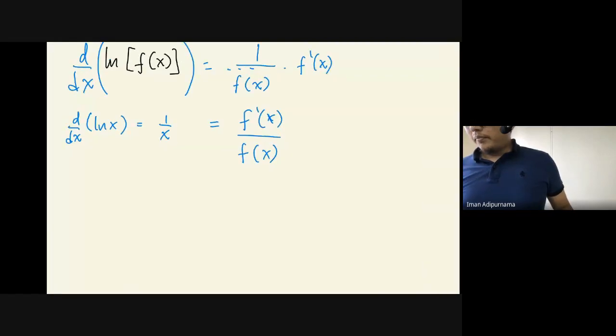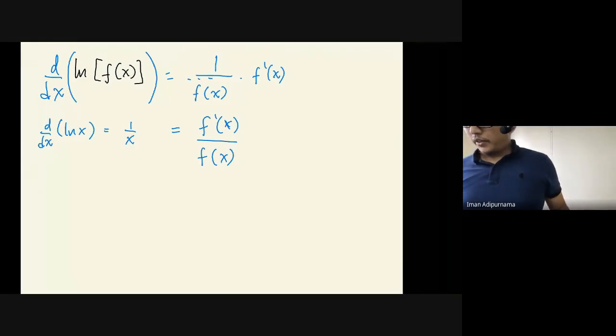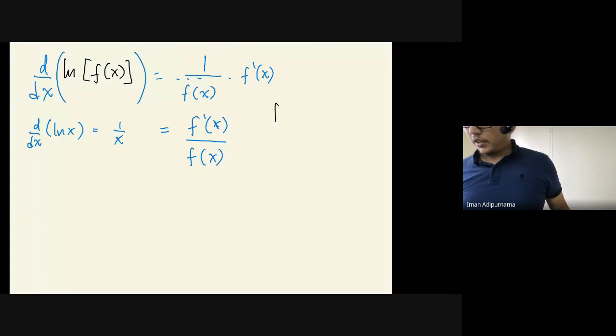But the question is, if the function inside has more than one function, it's a composite, for example. So you also need to derive layer by layer. So for example, if you have f, g, or maybe triple f, g, h, then you need to derive this layer by layer.